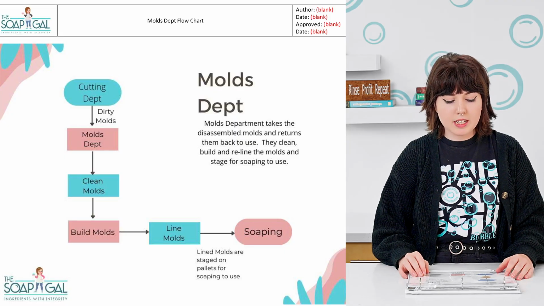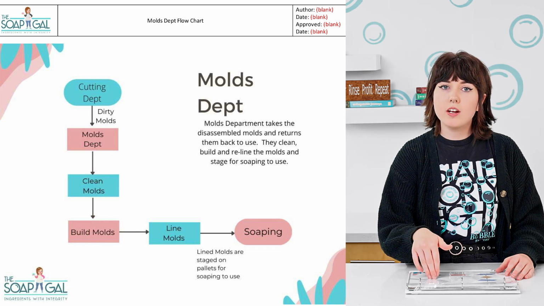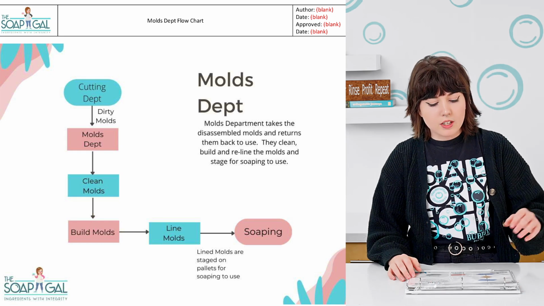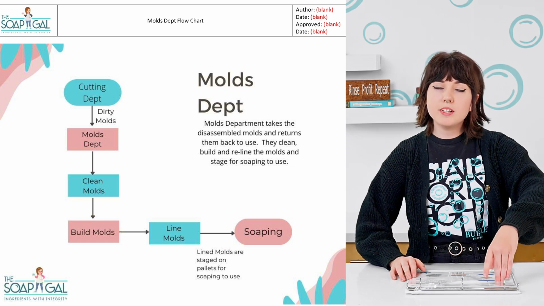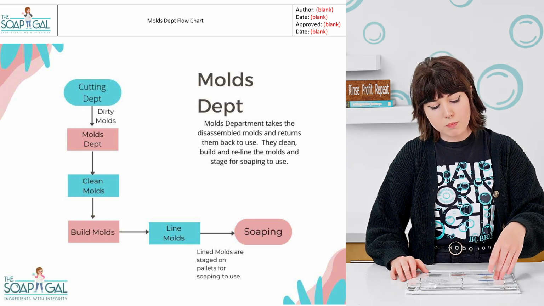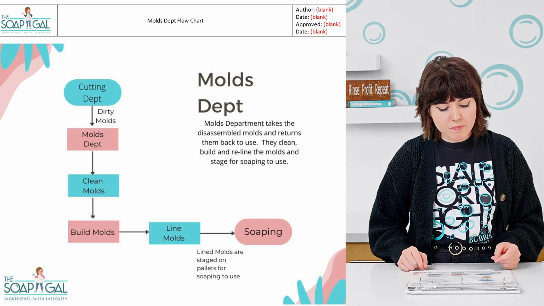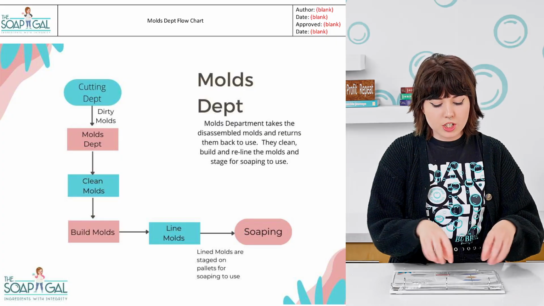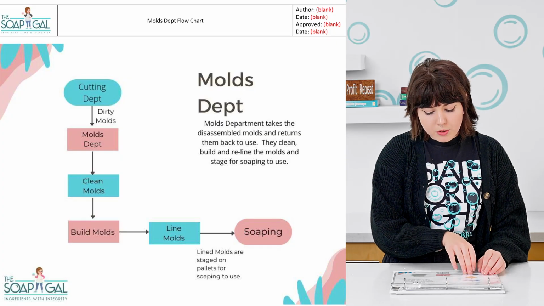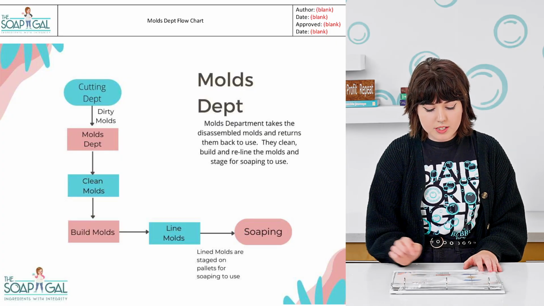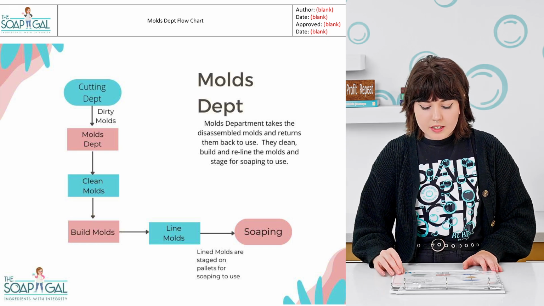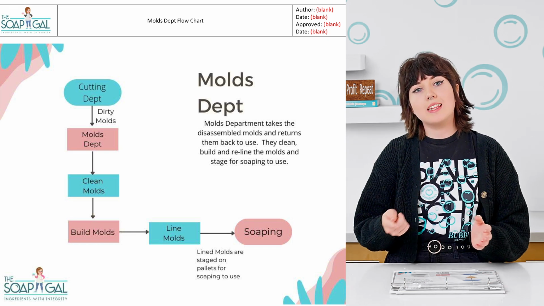Right here we have the production flowchart for our molds department. It goes from the cutting department, which brings the dirty molds to the molds department in these big metal cages. But again, these details aren't outlined in the SOP because it is just a general overview of what goes on in this department. The operation is that they will clean the molds, and then they will build the molds, line them. Lined molds are staged on pallets for soaping to use, and then soaping will use those completed molds, and then the cycle continues.